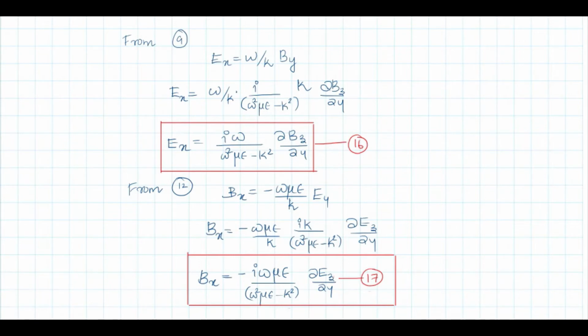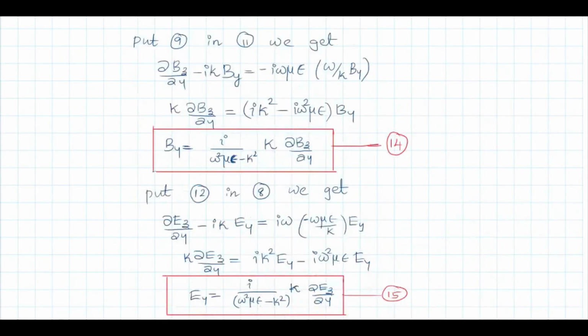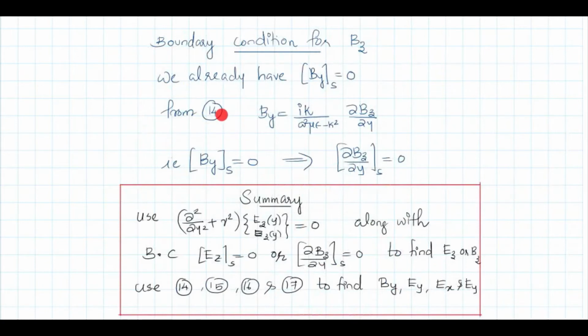Now we can find the boundary condition for Bz. We got a boundary condition for By, but we require a boundary condition for Bz. Here By at the surface is 0. From equation 14, By at the surface being 0 implies ∂Bz/∂y at the surface is 0. So the boundary condition for Bz we can obtain from equation 14.